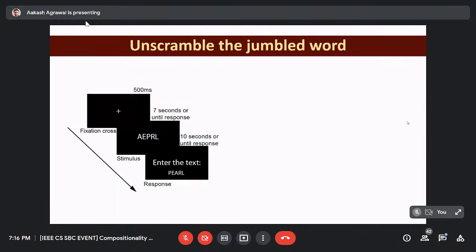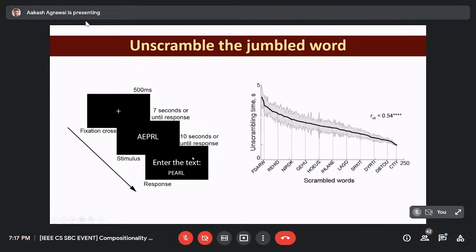In the unjumbling task, we show a string on the screen for 7 seconds or until they press a key. The subject has to unjumble it mentally, and if they know the correct word, they press a key and then type out the response. This way, we collected the response time to unscrambling for a lot of different non-words. You can see a nice pattern over here: some non-words are easy to unscramble compared to others.